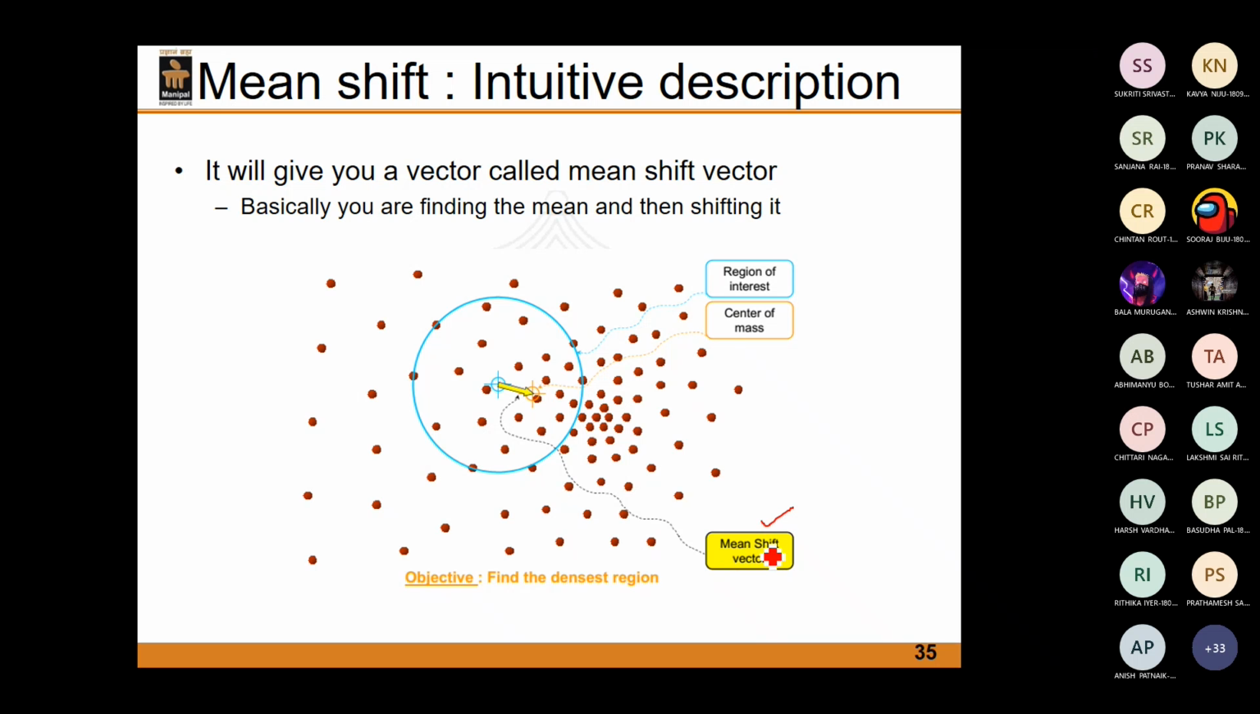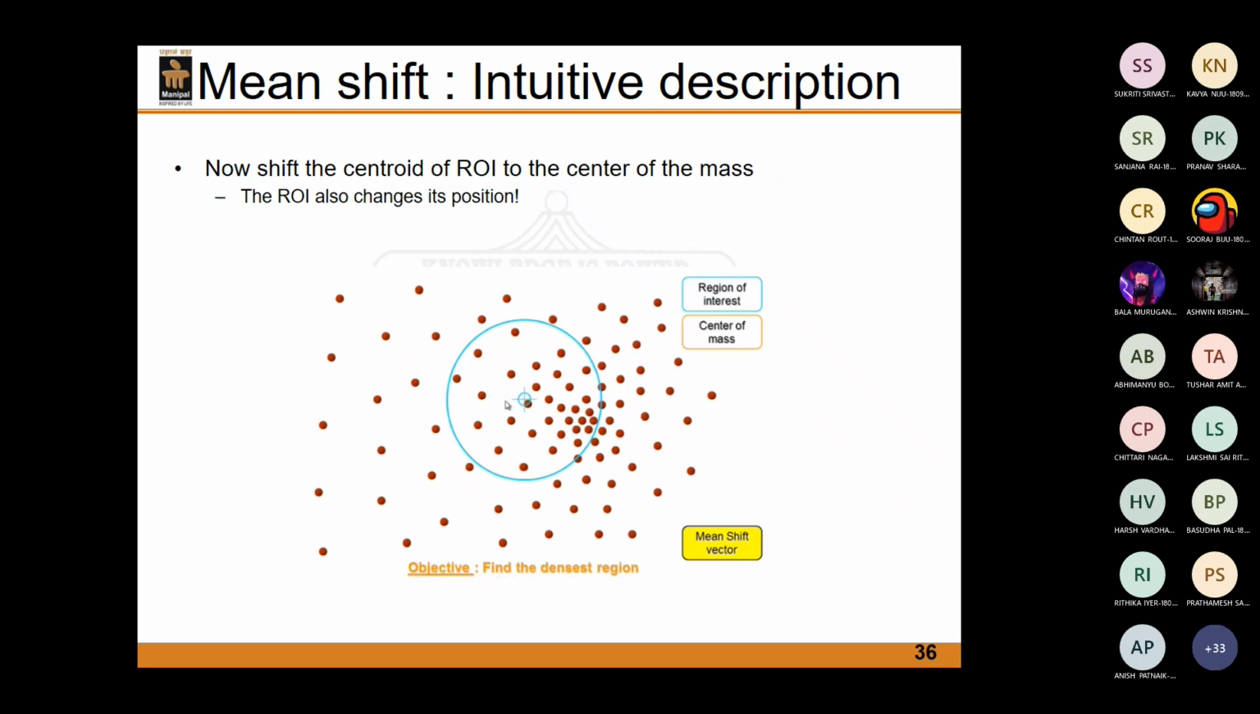It is called a mean shift vector because it has a magnitude and a direction in which it is moving, and it is shifting towards the mean, or the center of mass. So you calculate the mean shift vector and move the center of the region of interest towards the center of mass. Once it moves to the new center of mass as shown over here, you get a new circular region of interest with its center coinciding with the previous center of mass.